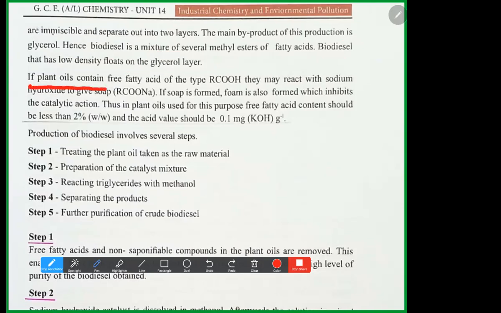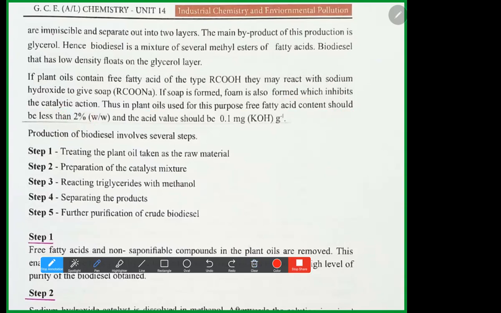In plant oils, if they contain free fatty acids of the type RCOOH, they may react with sodium hydroxide to give soap, because this is the formula of soap, the sodium salt of a carboxylic acid. If soap is formed, it makes foam. During mixing, they make these bubbles. Foam is also formed, which inhibits the catalytic action. Thus, in plant oils used for this purpose, free fatty acid content should be less than 2%.